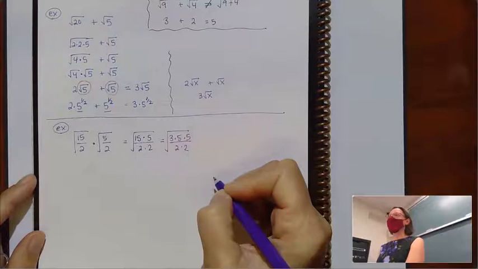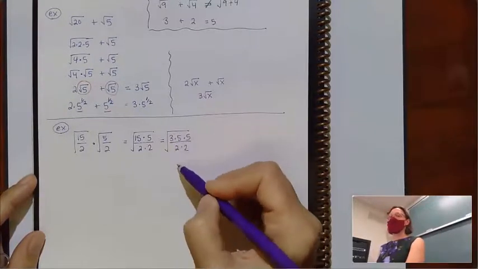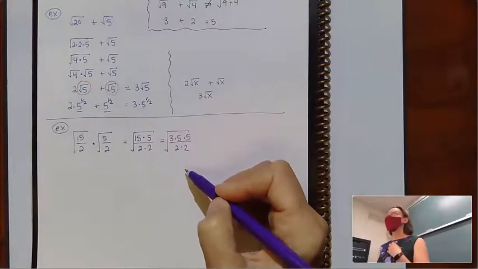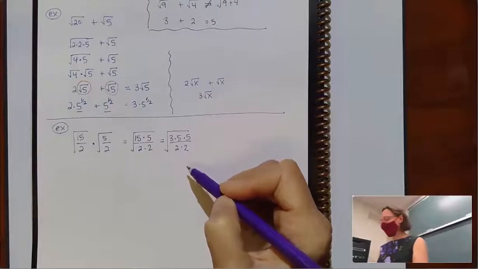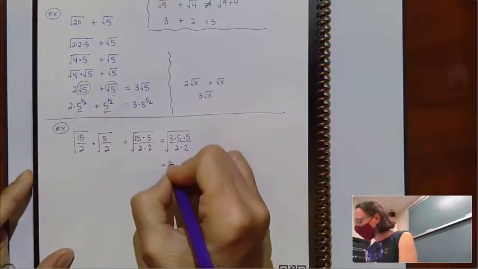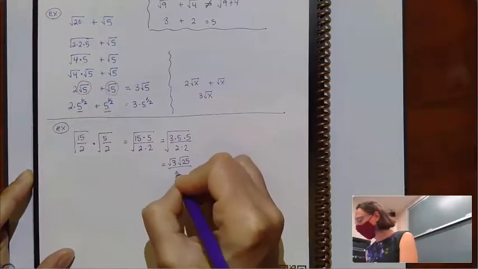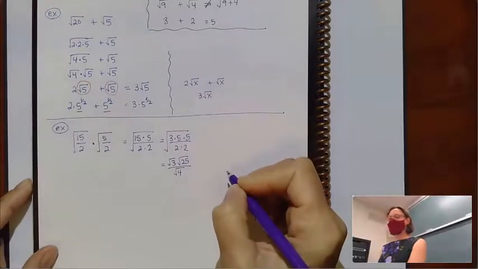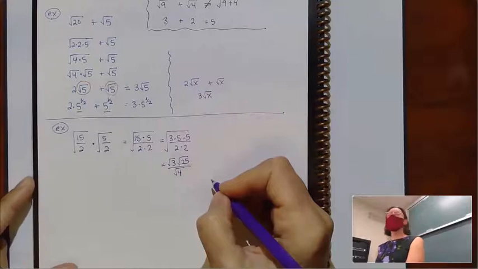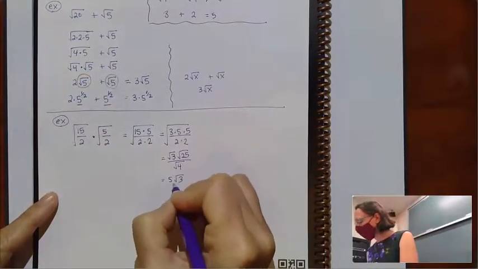Like with many things in this class, if you don't need to write out these intermediate steps, I don't need to see them. If it helps you to write them out, cool. So I'm going to treat this as saying the square root of 3 times the square root of 25 divided by the square root of 4. And then 2 of those things I can simplify. The square root of 25 can become a 5, and the square root of 4 can become a 2.